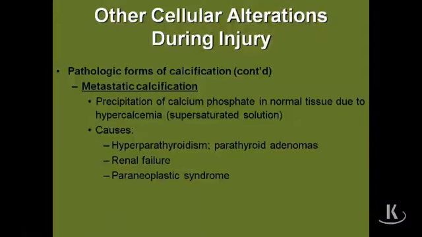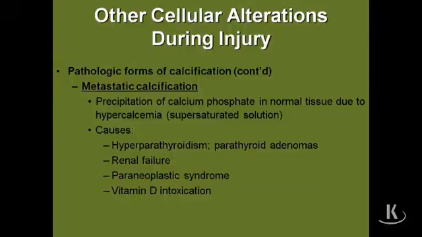Then paraneoplastic syndrome. There is parathyroid-like hormone that can be produced. What are classic examples that produce this that you think of? Small cell carcinoma of the lung, a neuroendocrine cell that can lead to increased calcium. Another one that can do it in the lung is squamous cell carcinoma. It can also lead to hypercalcemia.